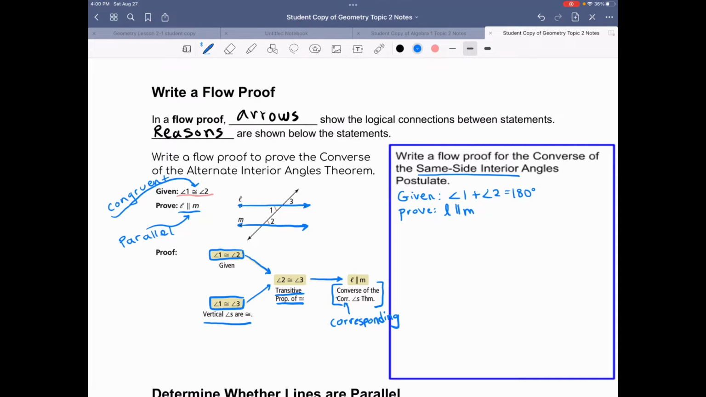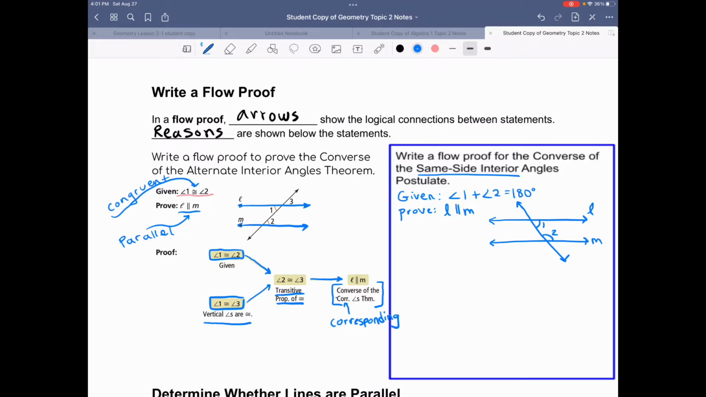So let's just start with a picture. We're going to draw two lines that look parallel because that's what we want to prove. So we'll draw them in a way that they look like they're parallel. And then we'll cut them with a transversal because in order for us to have same side interior, we have to have a transversal. And same side interior would be this angle and this angle. You can see they're not congruent, but we'll label this angle 1 and angle 2. So that's the diagram to go with what is given.